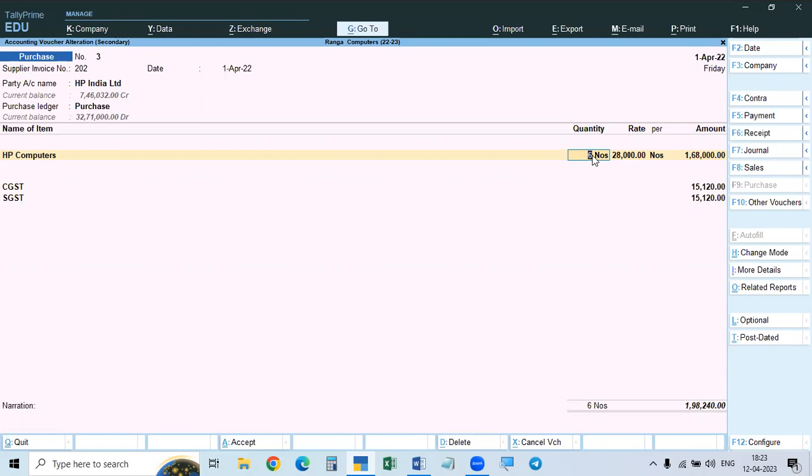When we reduce this, the purchase bill will go down, isn't it? That is why his account is to be reduced. He is taking more, so we have to reduce his account. For this purpose also, we issue a debit note, again on 2nd April, to HP India Limited, HP Computers.